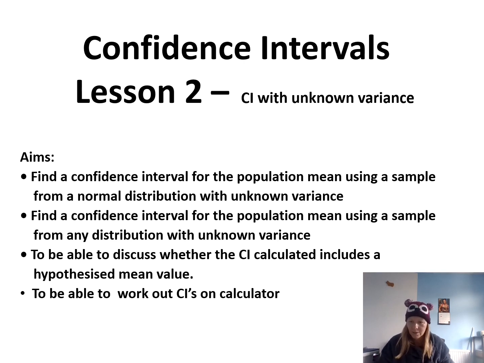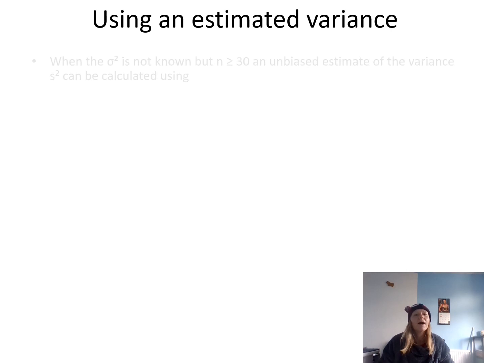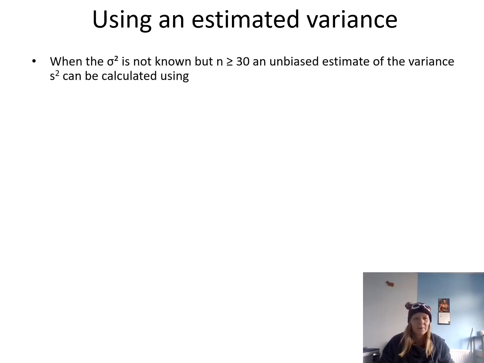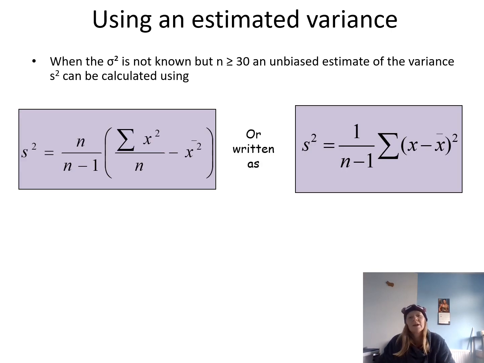Right, C, using an estimated variance. So when the population variance, which is sigma squared, is not known, but n is greater than 30, an unbiased estimate of the variance s squared can be calculated using one of these two formulas here.